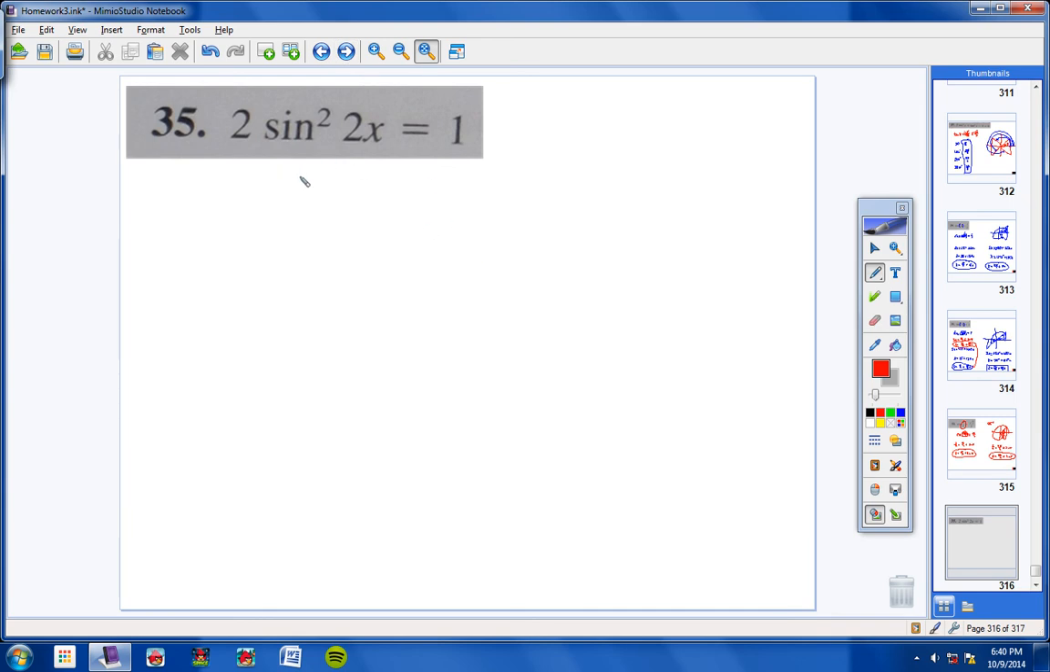First of all, let's isolate the sine squared. And if we do that correctly, we're going to get sine squared 2x equals 1/2. Now, take the square root of both sides. So we get the sine of 2x equals, well, the square root of 1 is 1, and the square root of 2 is square root of 2. Plus minus, let's rationalize that. We'll get plus minus square root of 2 over 2.